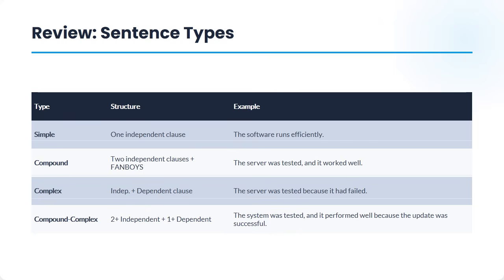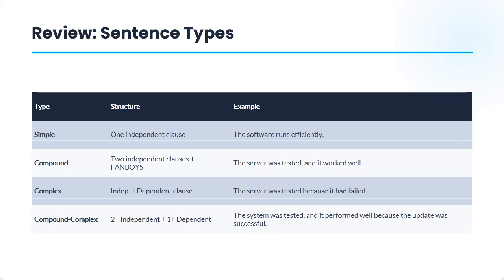Okay, so let's review sentences before digging into the lesson. A simple sentence is one independent clause. For example, the software runs efficiently. However, a compound sentence is two independent clauses related by a conjunction from one of the FANBOYS. The server was tested and it worked well. A complex sentence is an independent clause plus a dependent clause. The server was tested because it had failed.